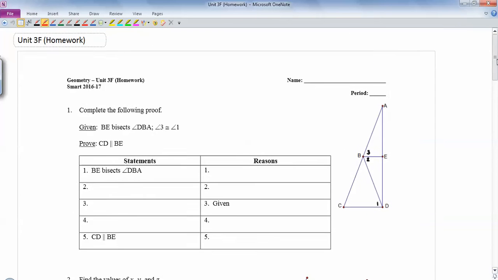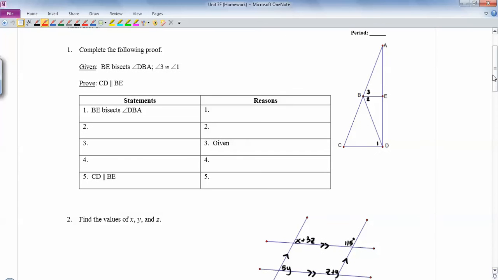Okay, so this is the 3F handout, which was a homework one. So we'll work our way through the problems in here, and you can correct as you go along. So let's see. First one's a proof.